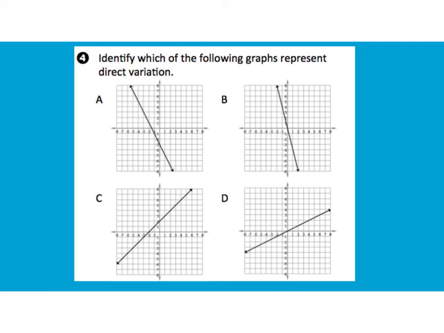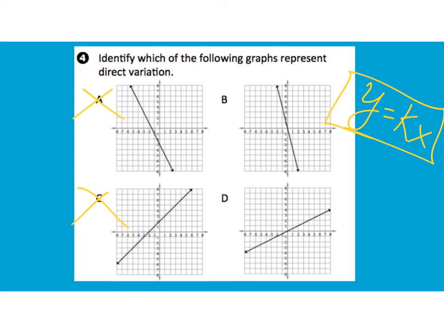In this last example, it says which graphs represent direct variation. Again, direct is y equals k times x. So we said key features are it has to go through the origin. So I can rule out A and I can rule out C. Going through the origin would be B, and it's linear. I could find k by just counting the slope, which would be good practice, and D also goes through the origin.